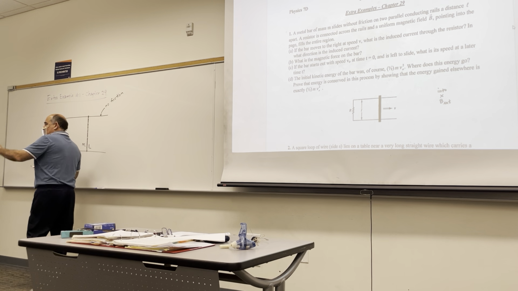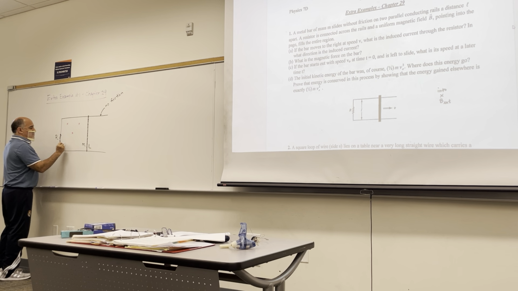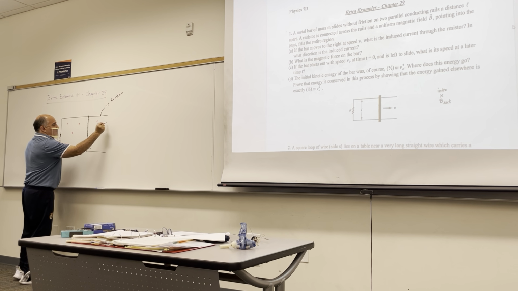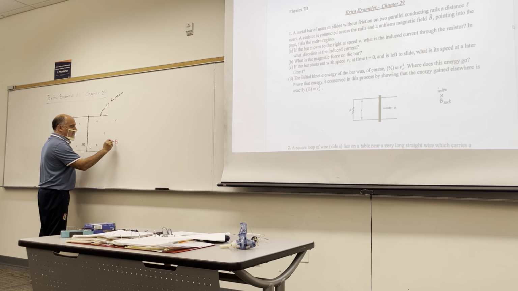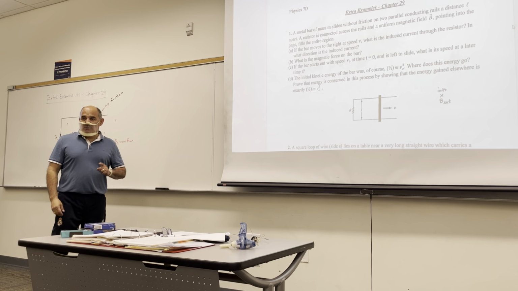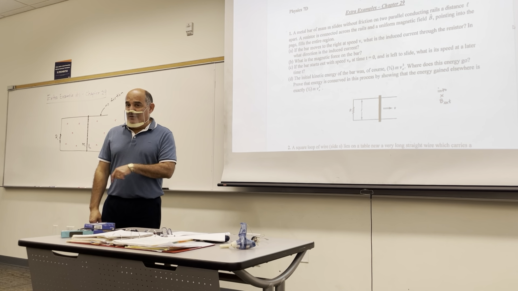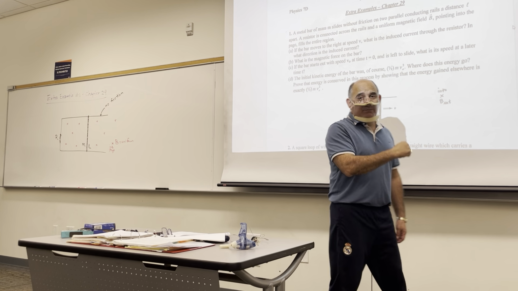I can just draw a few of these across the entire page. So this is B external. I'll just call it B, and the X means into the page, and it's uniform. Notice how different this problem is from the one that I did a little while ago, where I grabbed the bar and pulled it at constant speed.